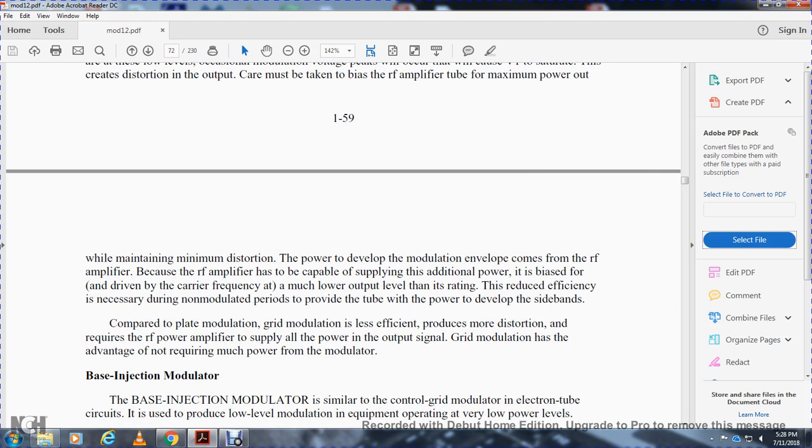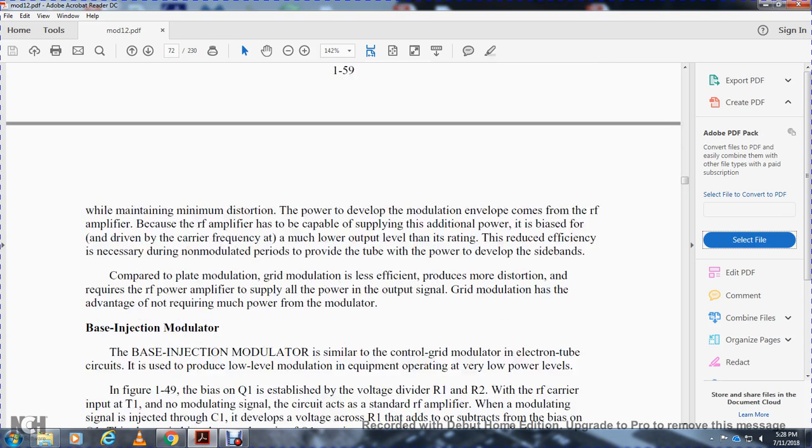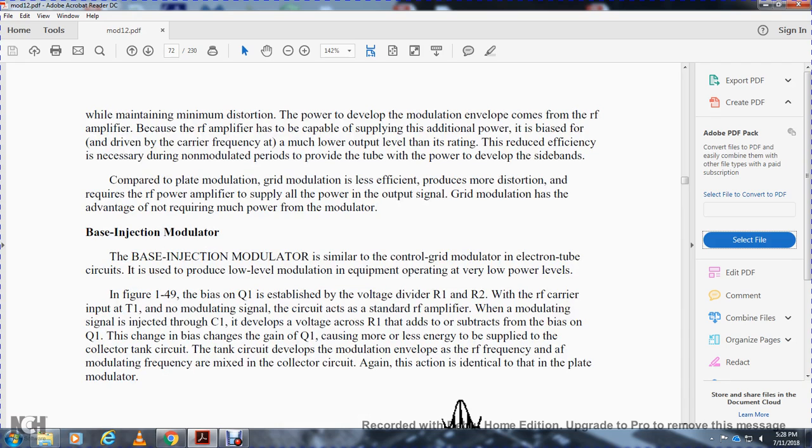To maintain minimum distortion, the power that develops the modulation envelope comes from the radio frequency amplifier, because the radio frequency amplifier has to be capable of supplying the additional power contained in the sidebands, with the carrier frequencies at a much lower output level than its rating. This reduces the efficiency, and is necessary during non-modulated periods to provide the tube with the power developed in the sidebands. Compared with plate modulation, grid modulation is less efficient and produces more distortion. The radio frequency power amplifier supplies all the power of the output signal. Grid modulation has the advantage of not requiring much power from the modulator.